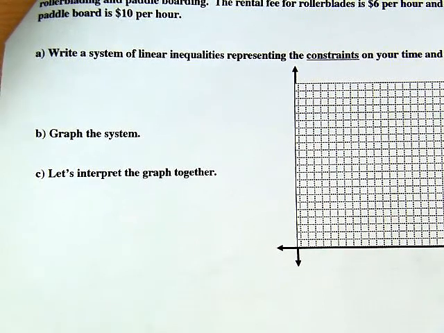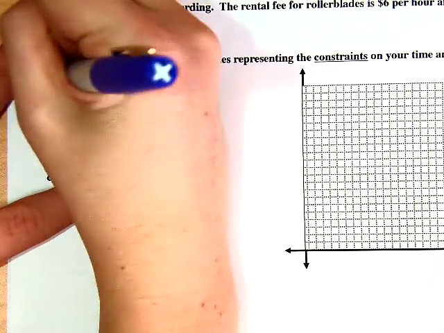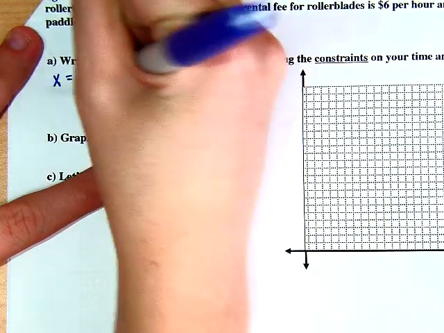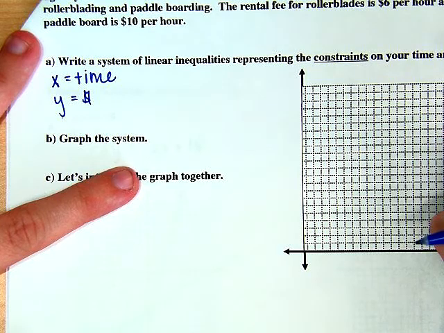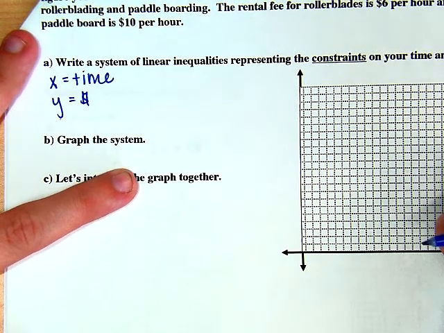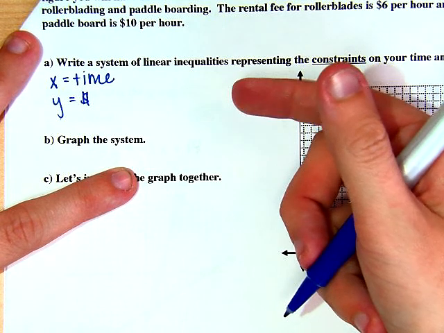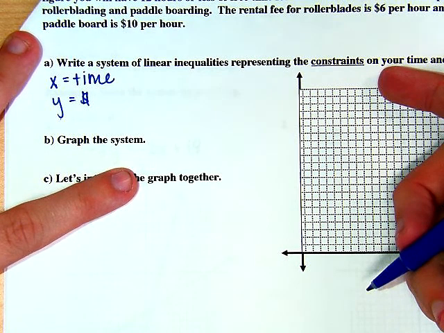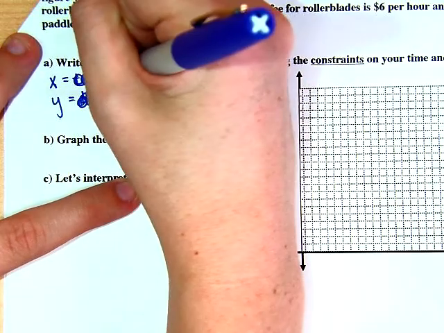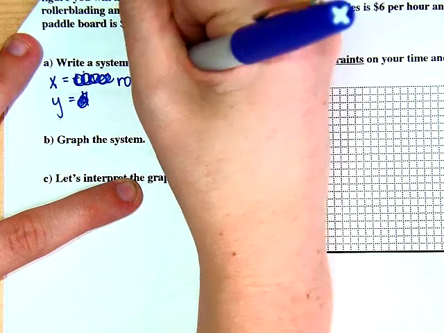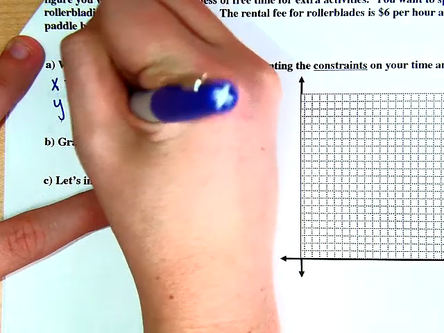So the first thing it wants you to do is write a system of equations representing the constraints of your time and your money. So let's say X is time. We'll say Y is your money. So first, let's talk about what we've got: $6 per hour and $10 per hour. Oh, X and Y are supposed to be rollerblading and paddleboarding. Whoops.